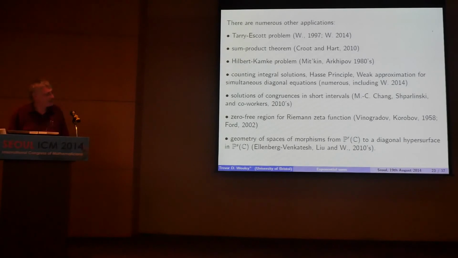There's even some interesting work on the sum-product theorem, which has come up recently, solutions of congruences in short intervals, and so on. Lots of results. This last one, geometry of spaces of morphisms, comes from looking at the corresponding function field analog of Vinogradov's mean value theorem. So there's lots and lots of work, and this is just a subset. This can all be improved. In some cases, you get results which are now non-trivial, which were just not non-trivial previously.